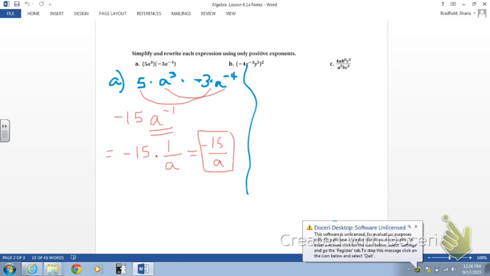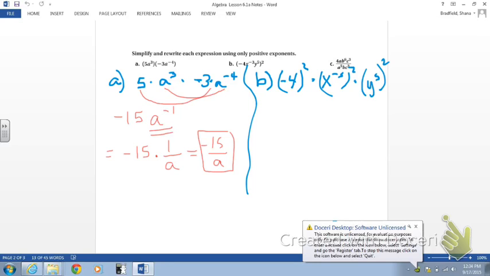Okay. Then for B, again we have a negative 4, x to the negative third, y to the 5th, and then all of that's to the second power. That's going to be the power of a product. And anytime we have a power of a product, we want to put an exponent on each factor inside. So I'm going to have a negative 4, that whole number there, to the second. I'm going to have my x to the negative third to the second, and my y to the 5th to the second.